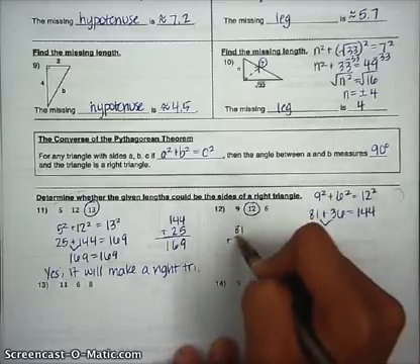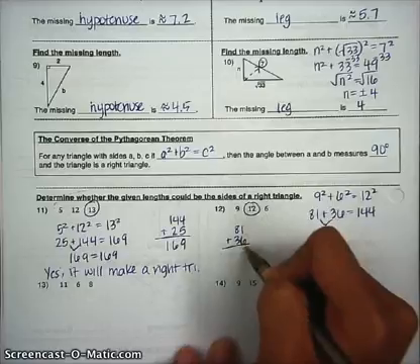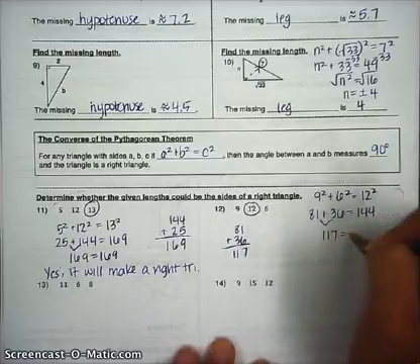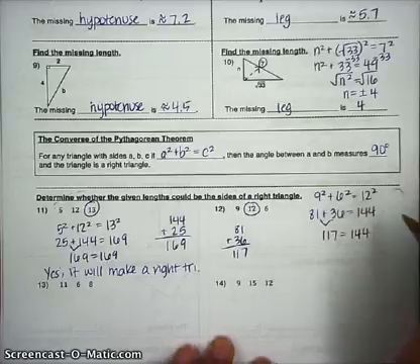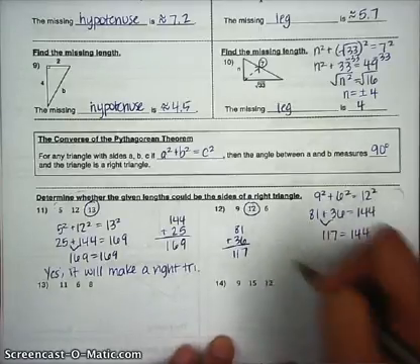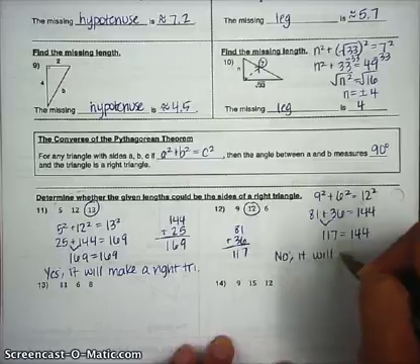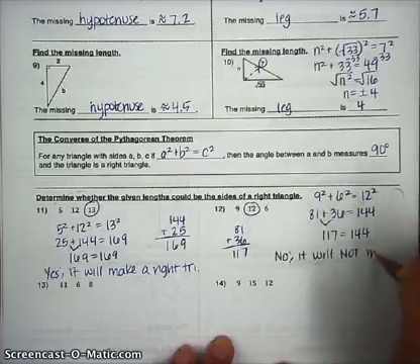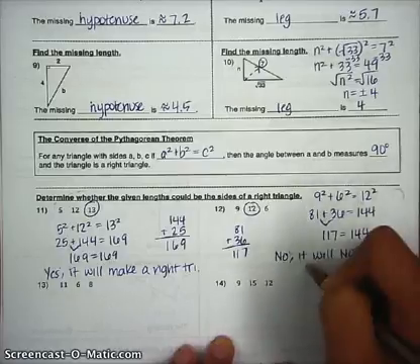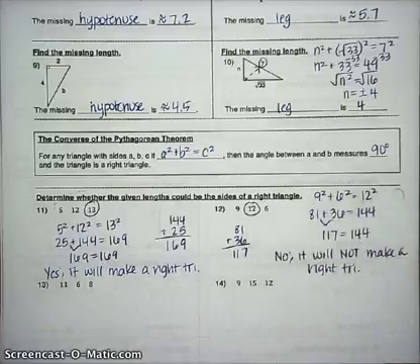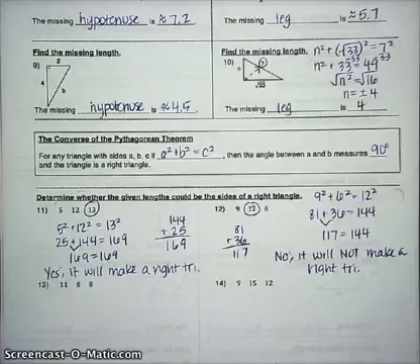81 plus 36. 1 plus 6 is 7. 8 plus 3 is 11. I'm left with 117 equals 144. Did it work? No. So I'm going to say no. It will not make a right triangle. And yes, I expect you to write this sentence on your homework. You can't just say yes, you can't just say no.